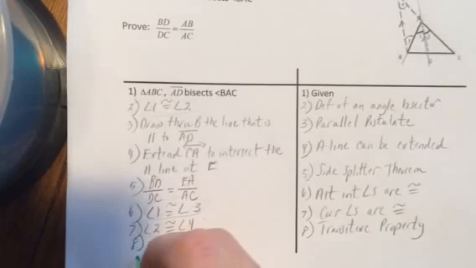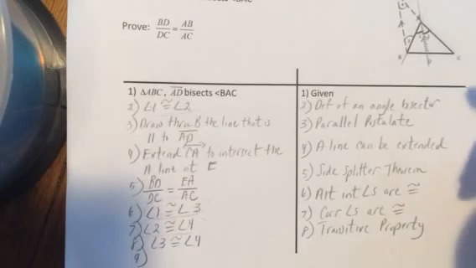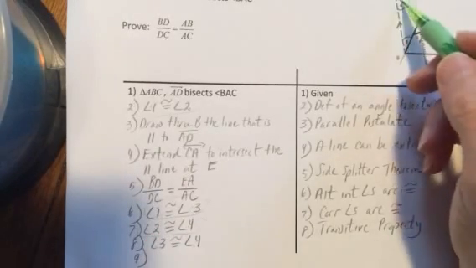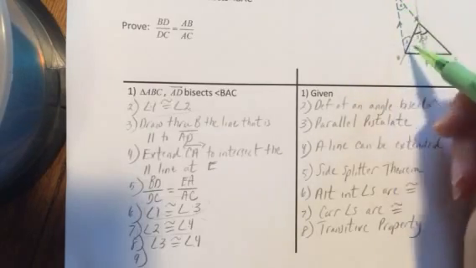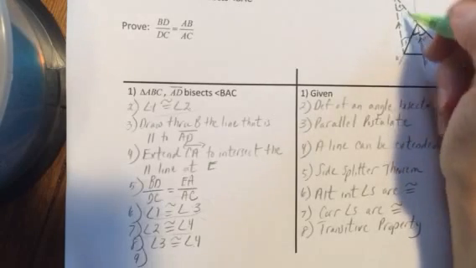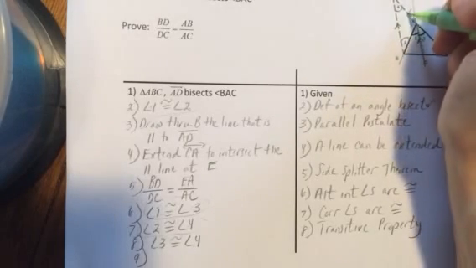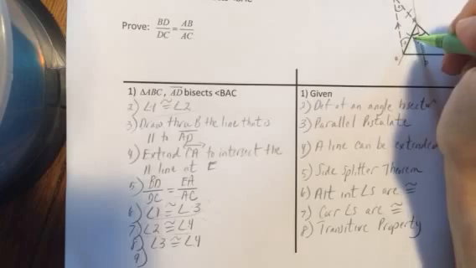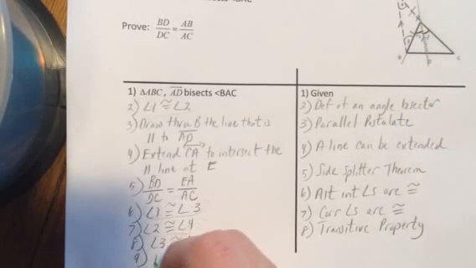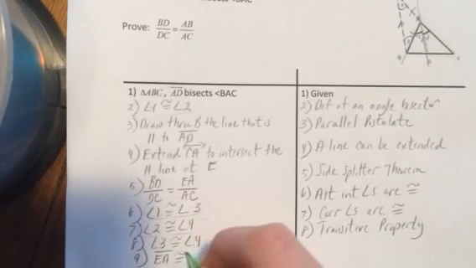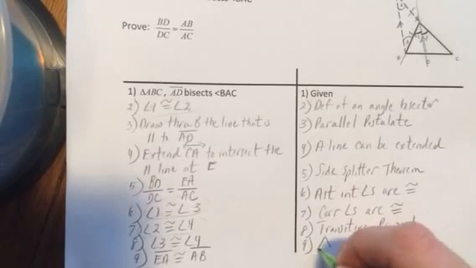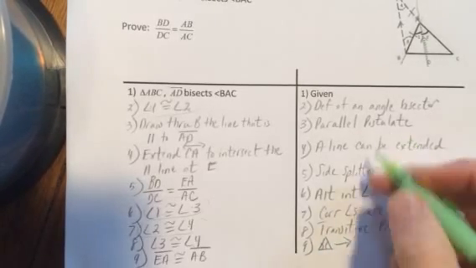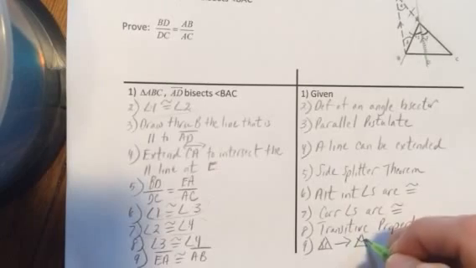Okay, so number 9, hopefully you're thinking ahead. Now that I have these two angles that are congruent, and you can see that I've got a triangle here that looks like an isosceles triangle, we know that if two angles of a triangle are congruent, then the opposite sides have to be congruent. So I'm going to state that segment EA is congruent to segment AB, and that is by this reason. If two angles of a triangle are congruent, then the opposite sides are congruent.